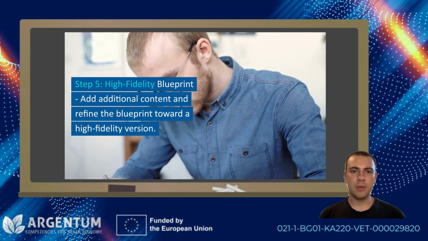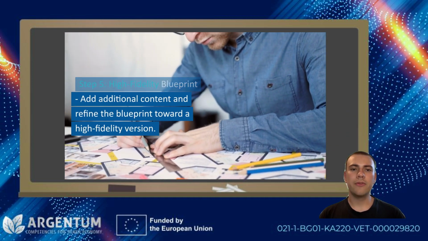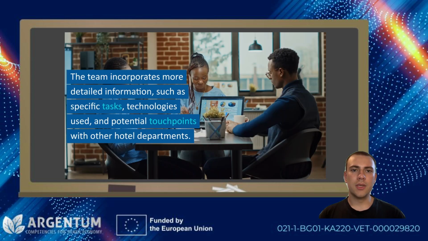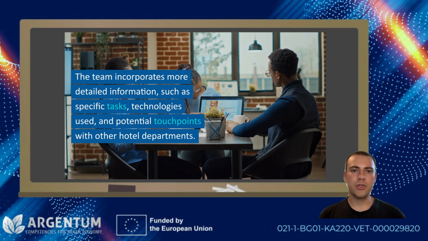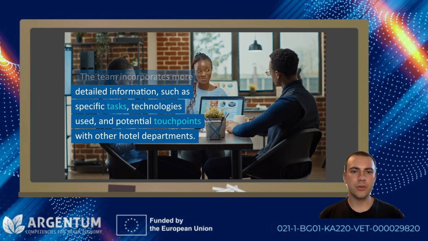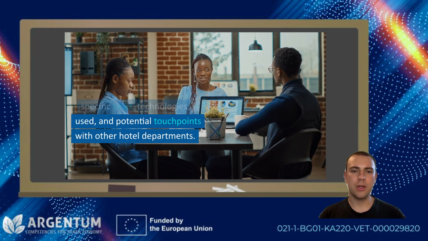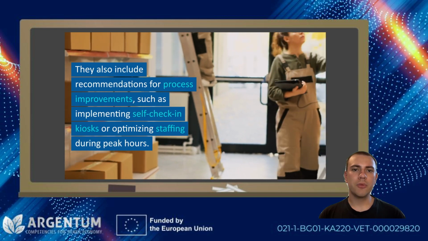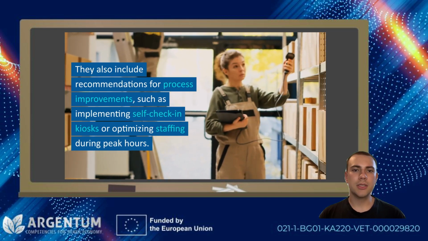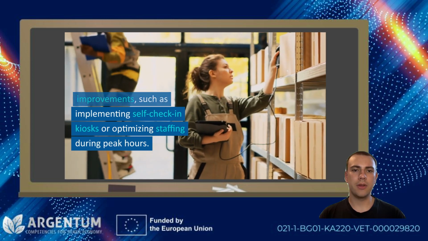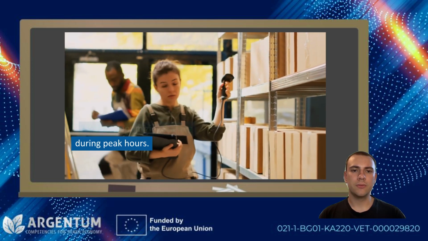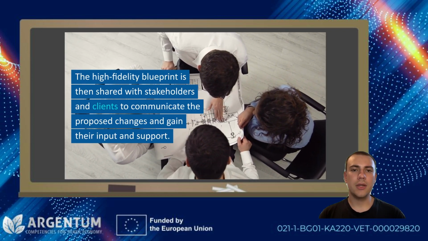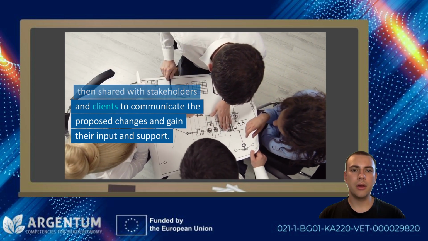Step 5. High-fidelity blueprint. Add additional content and refine the blueprint toward a high-fidelity version. The team incorporates more detailed information such as specific tasks, technologies used, and potential touchpoints with other hotel departments. They also include recommendations for process improvements, such as implementing self-check-in kiosks or optimizing staffing during peak hours. The high-fidelity blueprint is then shared with stakeholders and clients to communicate the proposed changes and gain their input and support.